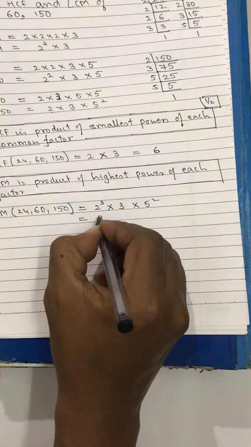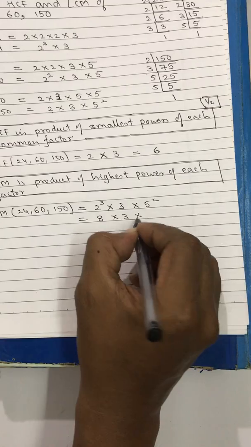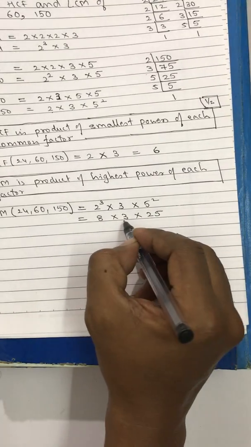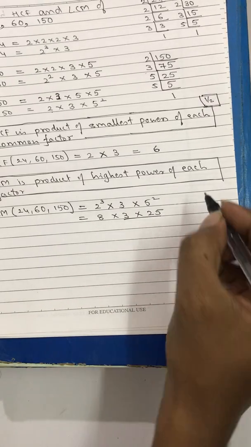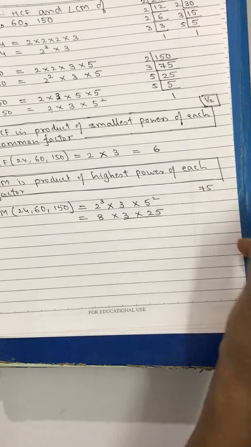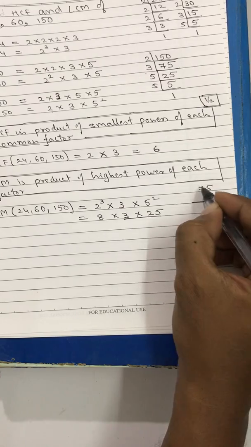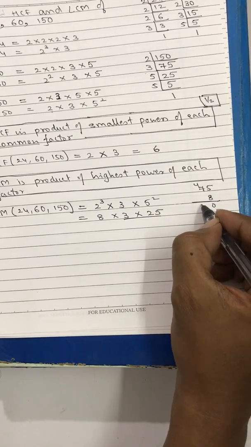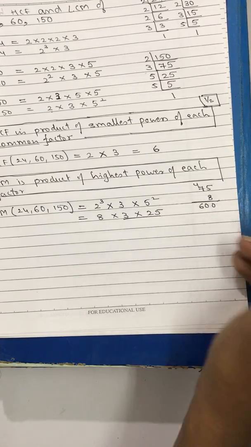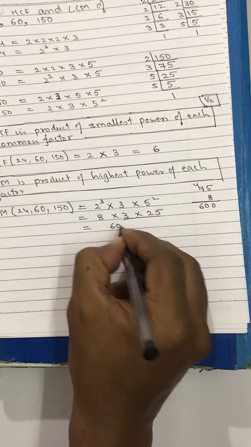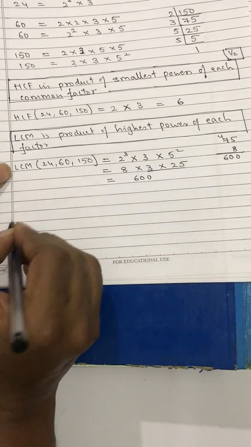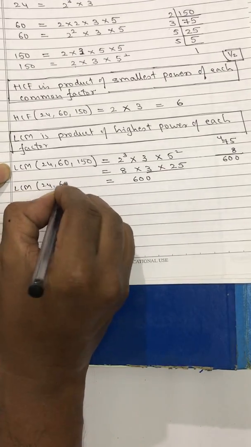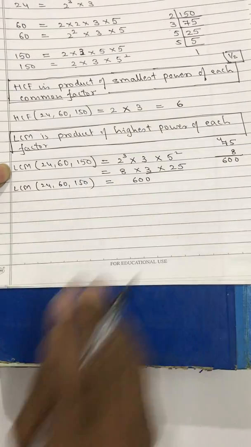So this will become 2 cube into 3 into 5 square, that is 8 into 3 into 25. We can multiply this first. 25 3s are 75. 75 into 8: 8 5s are 40, 8 7s are 56 plus 4 is 60. So that is equal to 600. So we can get that LCM of 24, 60, 150 is equal to 600.